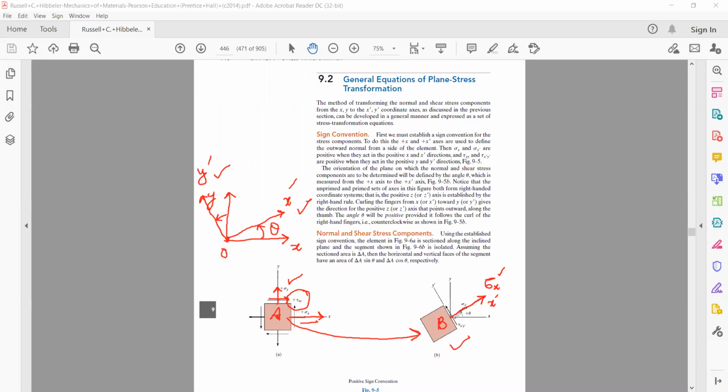Now, if you initially had the state of stress on an element like this, sigma x along the x-axis, sigma y along the y-axis, and shear stress tau xy, my question is, if this element is rotated about an axis passing through its center so that we obtain element B, what will be the state of stress on this element? What is the state of stress on element B? How much is the stress acting along this axis, the y prime axis, and what will happen to the shear stresses?